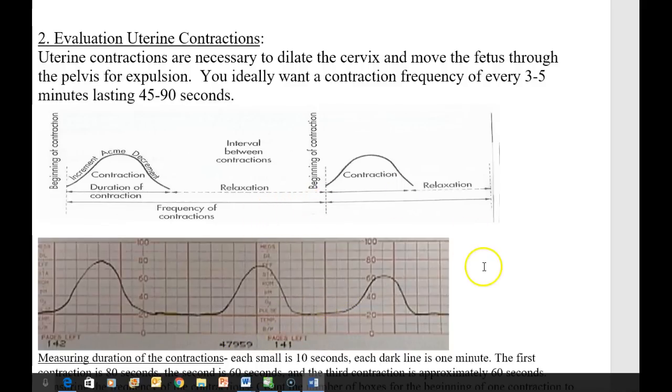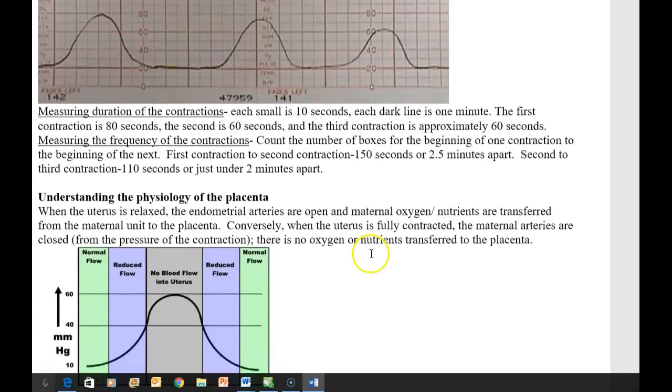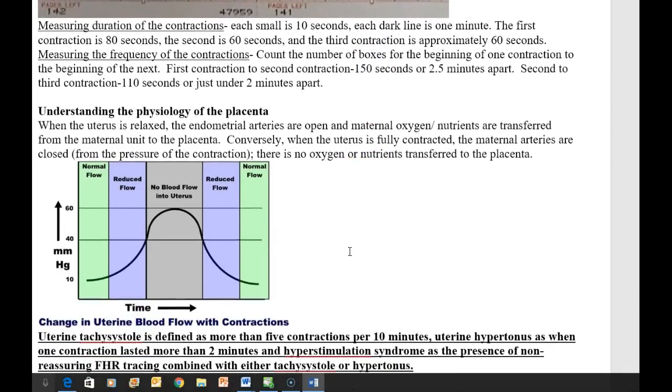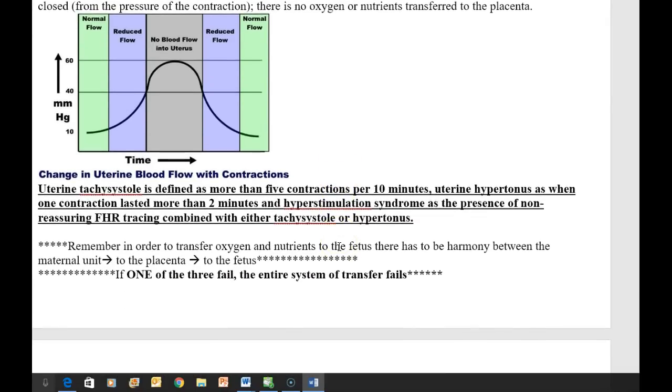And in my opinion, and in all the monitoring opinions, this is a little too much. They need to be every 3 to 5 minutes, lasting 45 to 90 seconds. And we've already talked about the anatomy and the physiology of the placenta and the contraction.